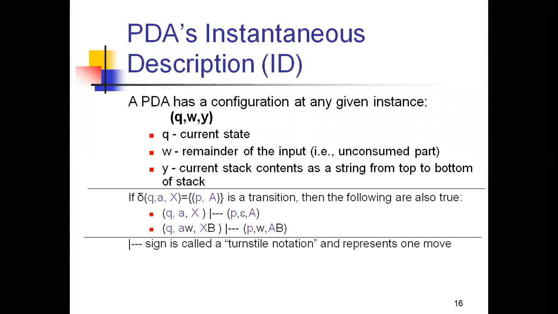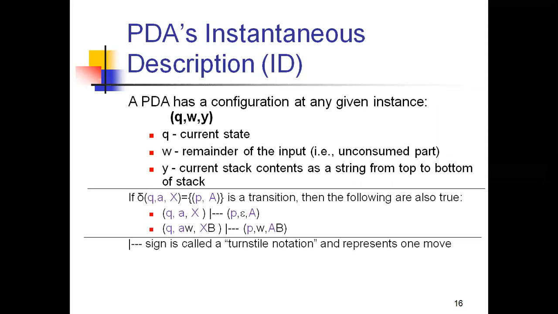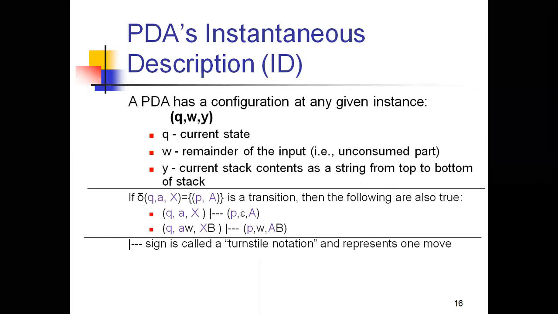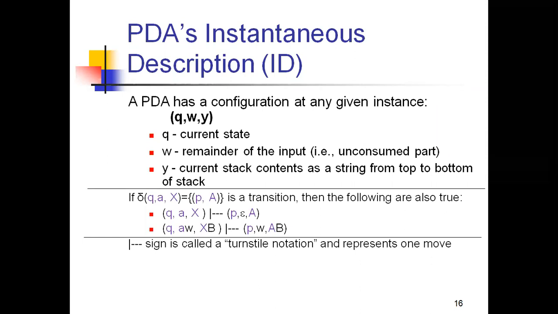For example, at any given instance means just by choosing Q, W, and Y, what the Q is, what the W is, and what the Y is. I think you all know when we are doing a transition mapping function, choosing of these three is most important, because with these three only we are getting the new state along with its new top of the stack, right? So Q is nothing but the current state, and W here is always the remainder of the input. That means it can also be called the unconsumed part. And Y is the current stack contents as a string from top to bottom of the stack. So you all know the representation of these three, right?